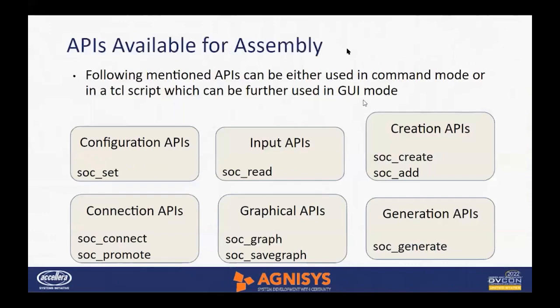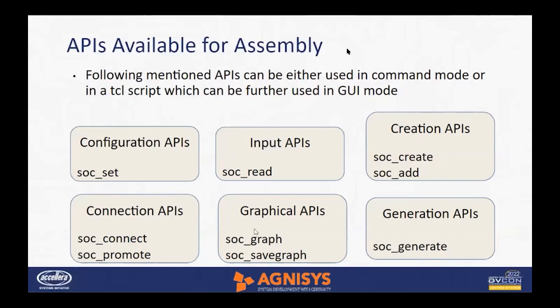These are the APIs available for assembly. The following mentioned APIs can be used either in command mode or in a Tcl script, which can further be used in GUI mode. The configuration APIs are like SoC_set to set any parameters, and SoC_read to read any input file, the Verilog file, or any RTL file. Creation APIs, SoC_create and SoC_add, are for creating and adding an instance into the top wrapper file. SoC_connect and promote are for connecting two modules or two ports together.